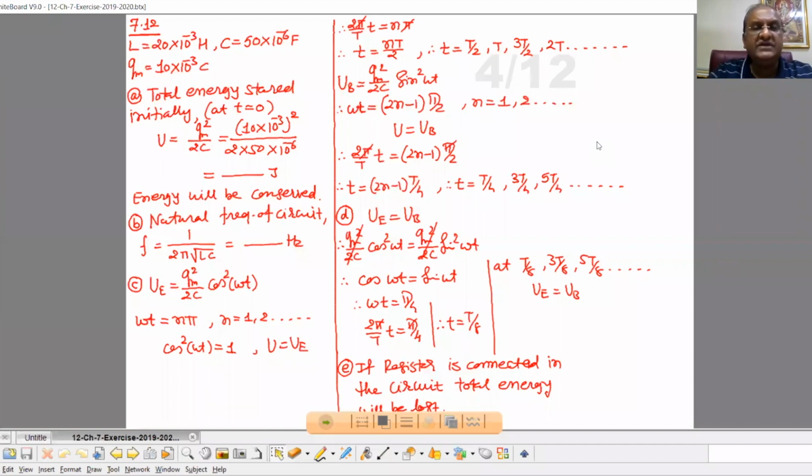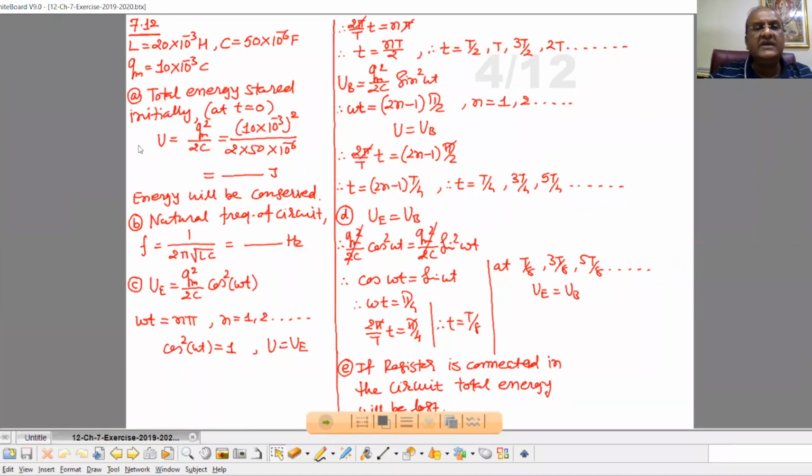Okay. Now see, easy one but somewhat lengthy. See, inductor, that is with inductance 20 millihenry, so that is 20 into 10 raised to minus 3 henry, and capacitor, that is with capacitance 50 microfarad, so that is 50 into 10 raised to minus 6 farad. Now Qm, that is given to you, that is 10 millicoulomb, so 10 into 10 raised to minus 3 coulomb.